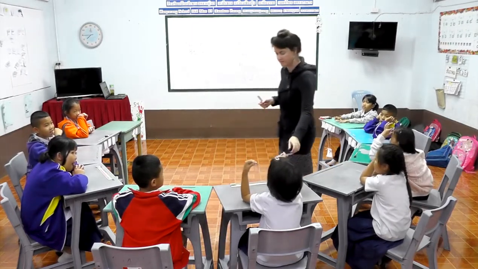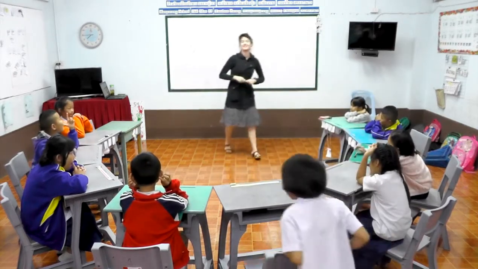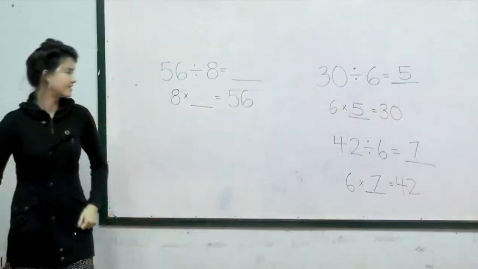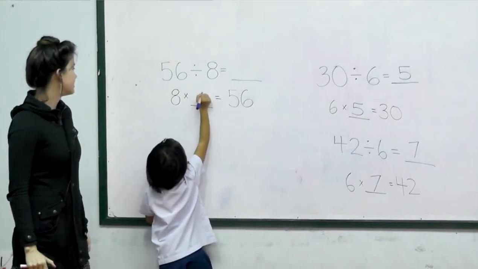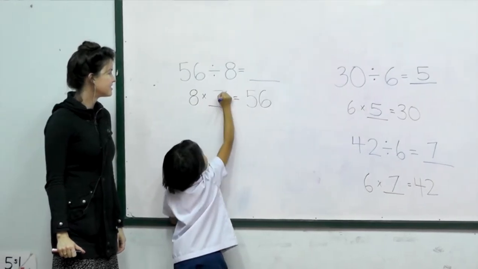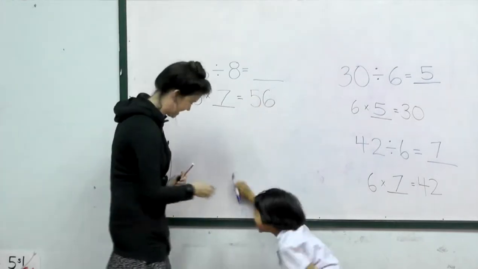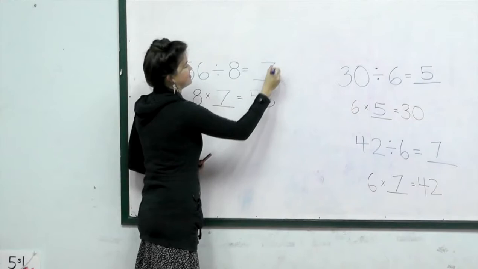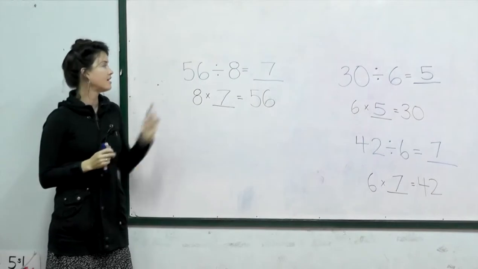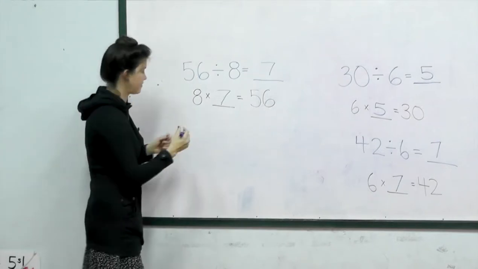Yep, come on up and write it for us. You got it, my friend. So 56 divided by 8. She's going to put it up for us. 8 times 7 gives us 56. Or 56 divided by 8 equals 7. Good job, my friend. Thank you. So remember, think about your multiplication so that when you have division and it's hard, you can just turn that into multiplication and it might be a little easier for you.